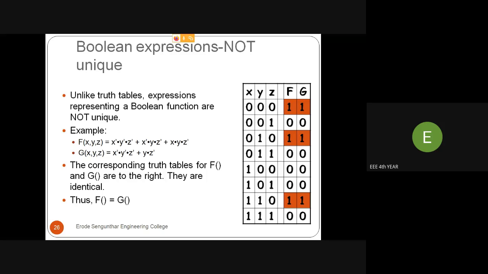See here, both Boolean functions are not unique, not the same. But see the truth table: 1 1 0 0 1 1 0 0 0 0 0 0 1 1 0 0. So here the corresponding truth tables for f and g are to the right. So they are identical. If they are identical, the Boolean expressions are equal. So function f is equal to function g.